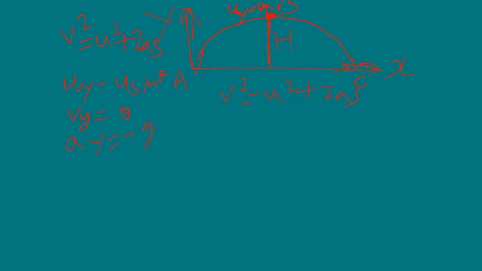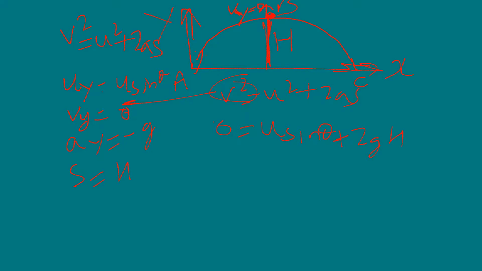Here v square means 0. V along the y direction. So we can write 0 equals u square, which means (u sin theta) square, plus 2 into minus g, and s equals h, this displacement. So we can write it as 2gh.